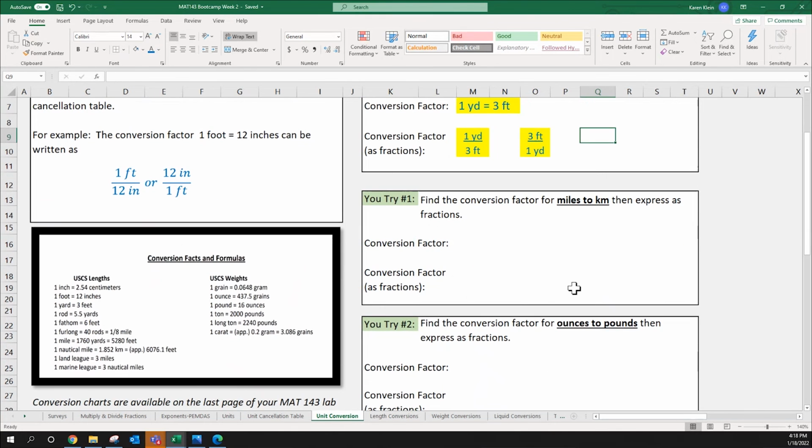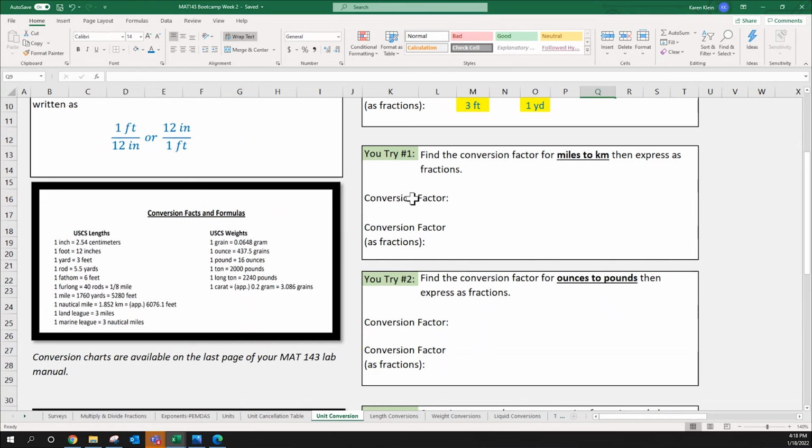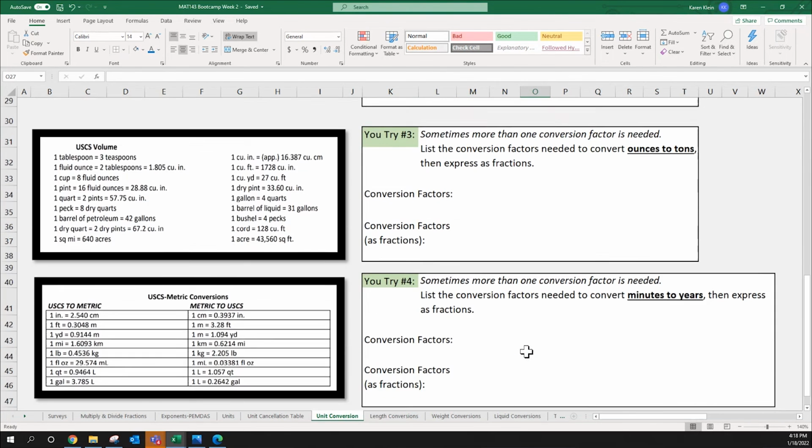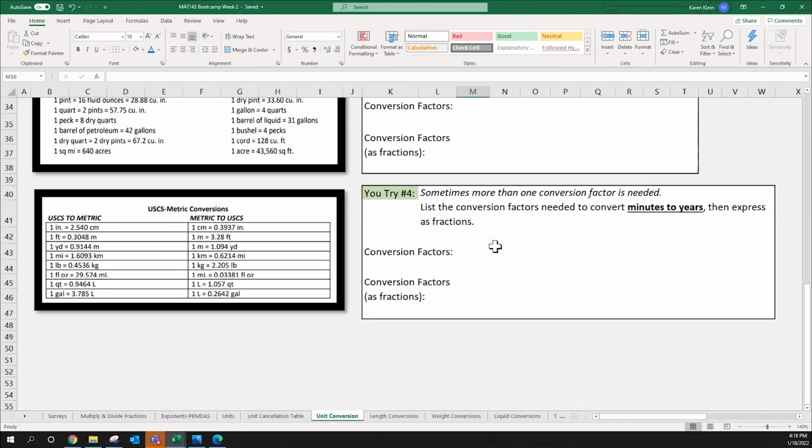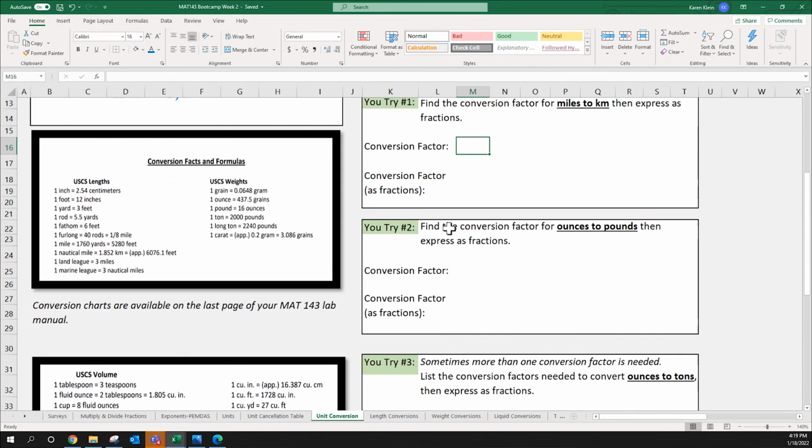All right, let's practice this with an example. You try number 1 and you try number 2. We might have to move on because I want to get to some examples. So this first one here, let's do You Try 1 and You Try 3, 1 and 3.